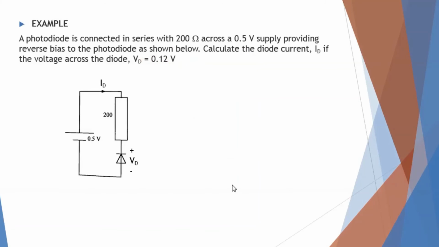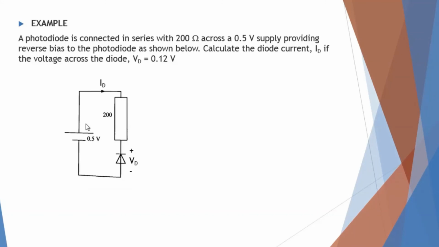Okay. So this is another example that I would like to show you. So a photodiode is connected in series with a 200 ohm resistor across a 0.5 volt supply, providing reverse bias to the photodiode. So you can see the power supply is making the photodiode reverse biased. So the voltage across the photodiode is reverse. Okay, so the question asks to calculate the diode current if the voltage across the diode is 0.12 volt.